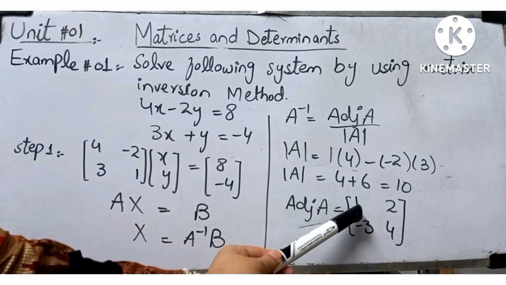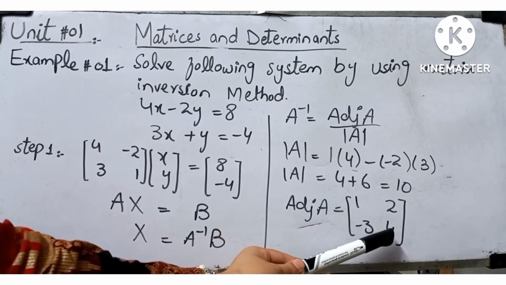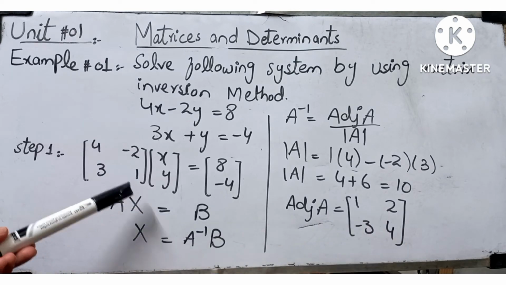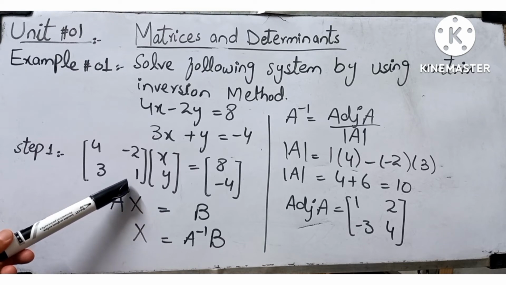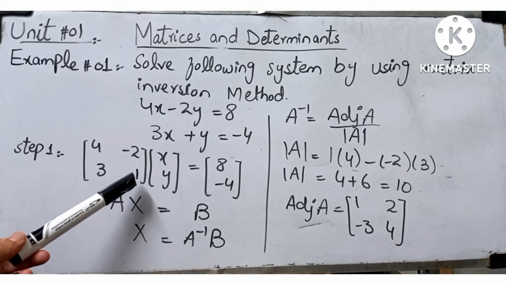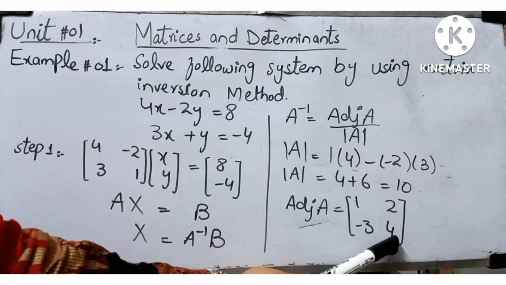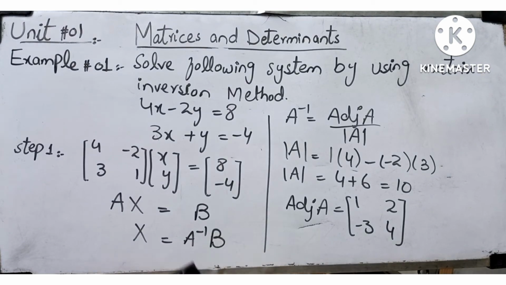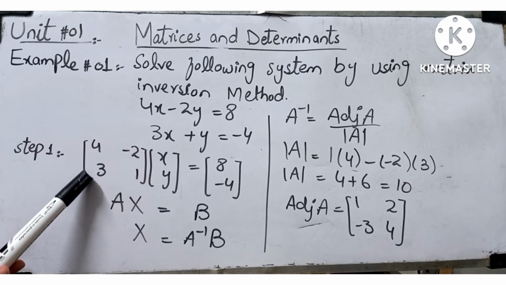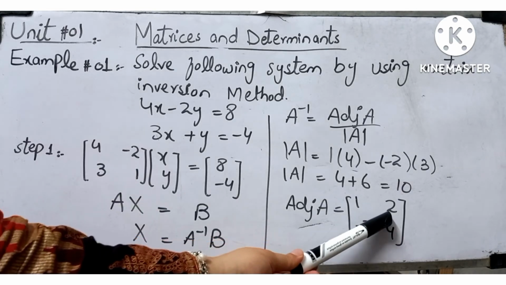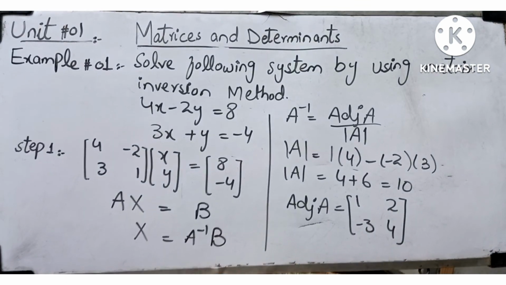Adjoint of A is equal to 1, 2, minus 3 and 4, and this adjoint can be obtained by interchanging the diagonal entries. Since the diagonal entries are 4 and 1, we will interchange these two entries and replace them. 1 is on the first position and 4 is on the last position, and we will change the sign of the other diagonal entries. Here you can see that 2 has minus sign and 3 has the plus sign, so we will change the sign. 2 is positive and 3 is negative. So adjoint of A is equal to 1, 2, minus 3 and 4.